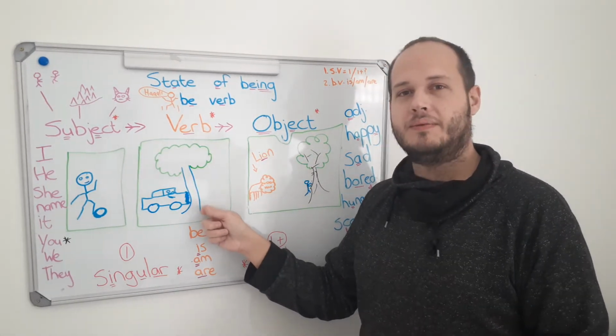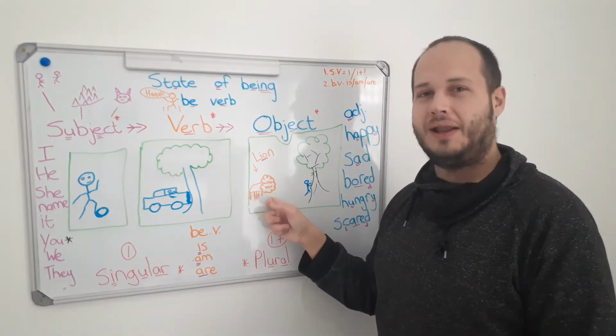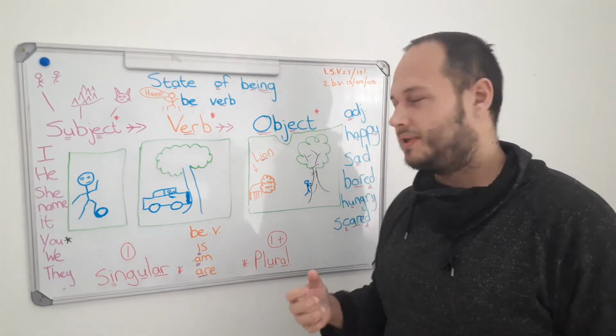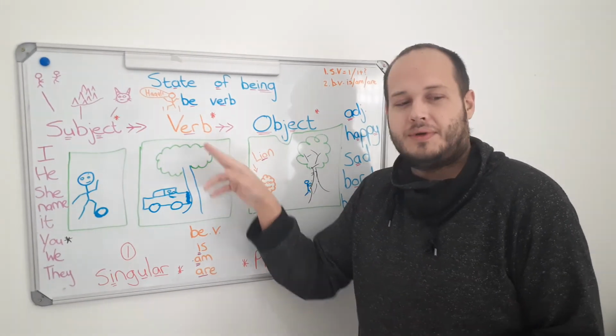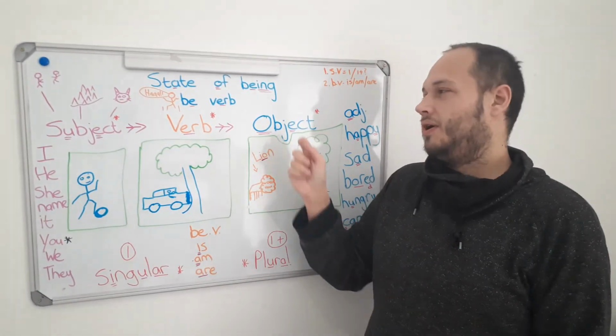so thing, subject, hits, object, the tree. Now we have subject, the lion. The lion chases. The lion chases, the verb, chases what? The man or the person, the object.